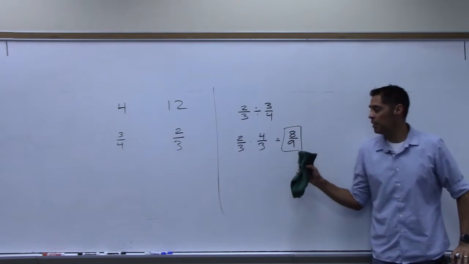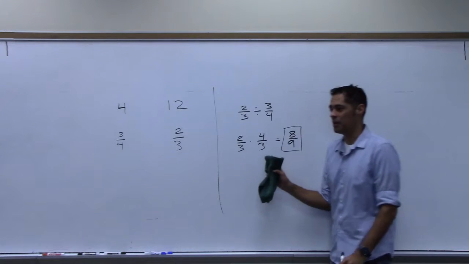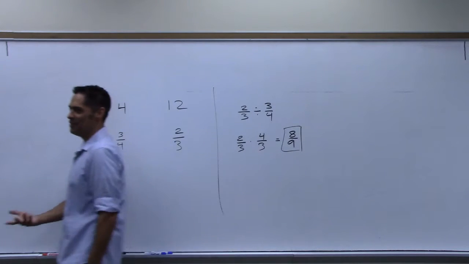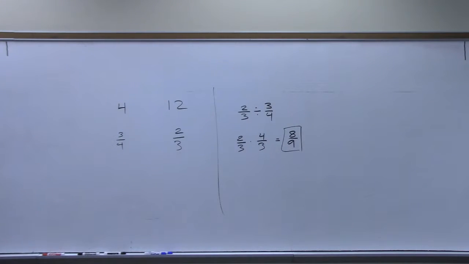That's how many 3/4 servings there are in 2/3 of a cup. There's 8/9 servings. It's weird. All right, now let's get to Sheila.